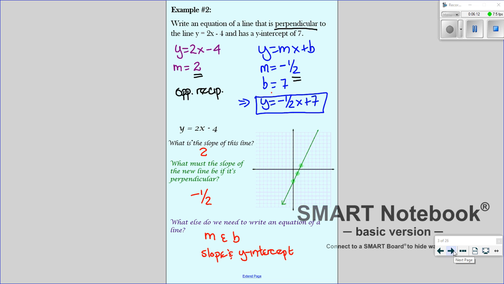All right. So remember, if you've got parallel lines, the slopes are the same. If the lines are perpendicular, then their slopes are opposite reciprocals.